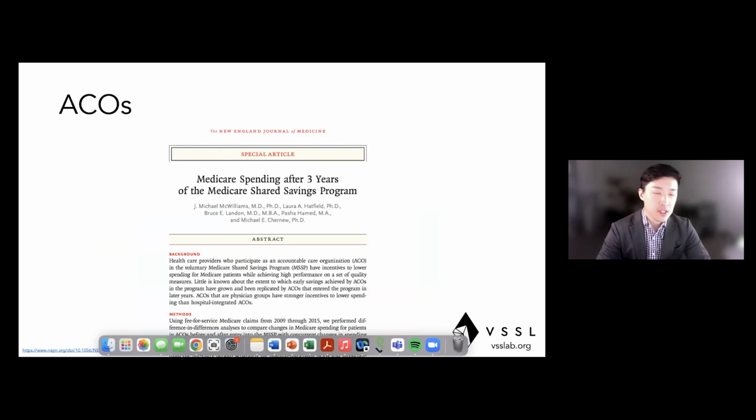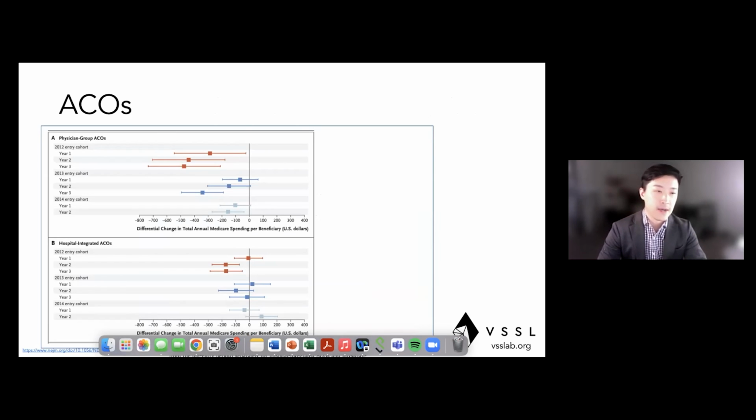And for ACOs, this is an analysis done by colleagues showing that after 3 years in the flagship Medicare ACO program, the Medicare Shared Savings Program, there were differential savings achieved by ACOs, primarily driven by physician group ACOs, with savings increasing over time. So savings appear over time as opposed to immediately in the program.